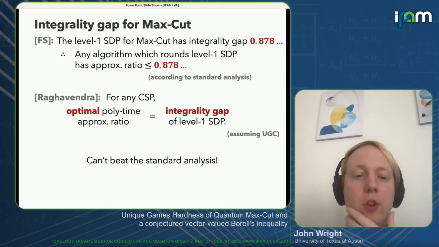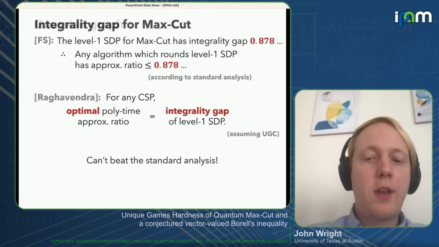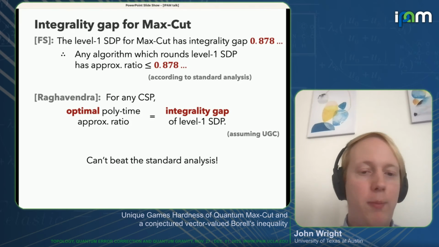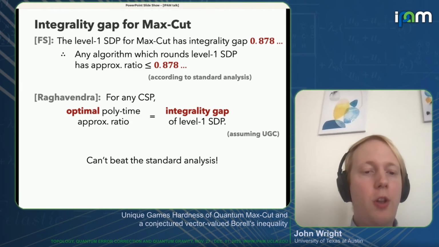Okay, so now I should tell you what is this integrality gap for max cut that Feige and Schechtman constructed. It's something called the Gaussian graph.